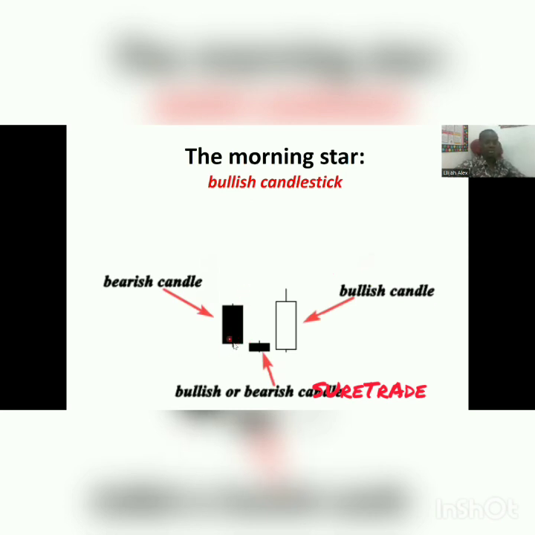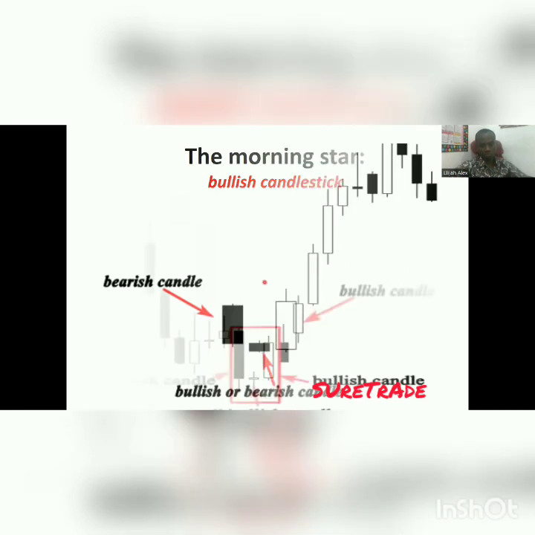The first candlestick is always a bearish candlestick, followed by a small candlestick, and it has to be a very small candlestick. It could be a bullish candlestick or a bearish candlestick. But mind you, the third candlestick must be a bullish candlestick for it to be identified as the morning star. So this morning star always occurs at the support level or the end of a downtrend.